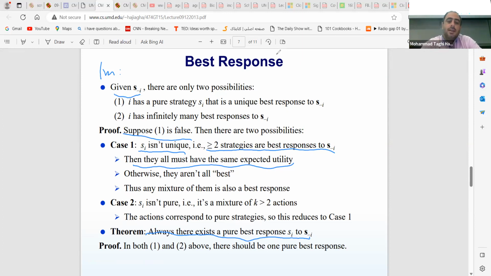The second case is that Si isn't pure in the first place. If Si is not pure, it means that it puts some P on action A1, and then 1 minus P on action A2. But in this case, again, both A1 and A2 should be equal. Why? Because if they are not equal, then one of them is larger than the other. In that case, it makes sense to move the probability toward that one, which increases the expected utility.